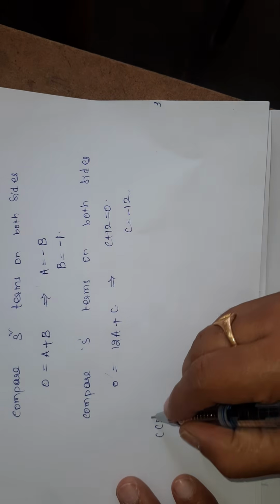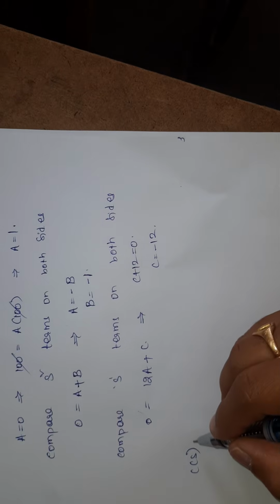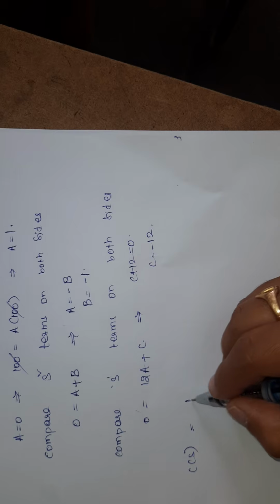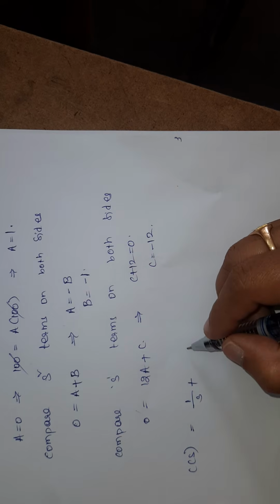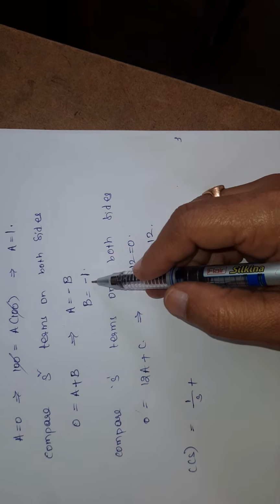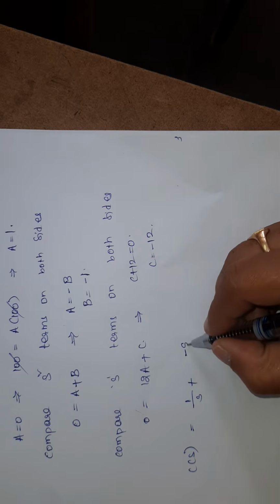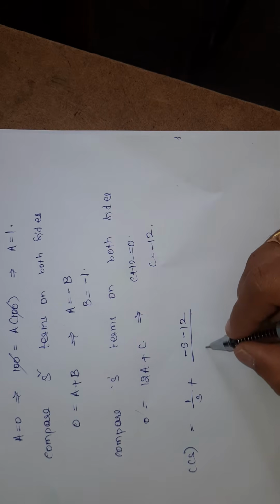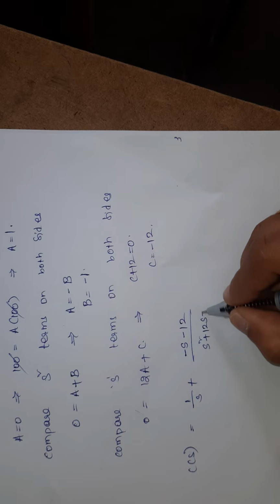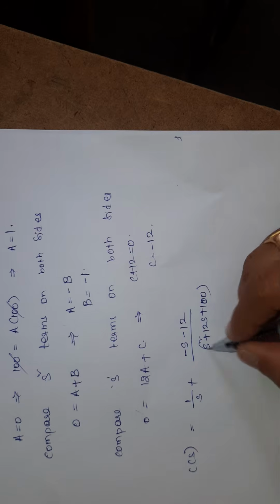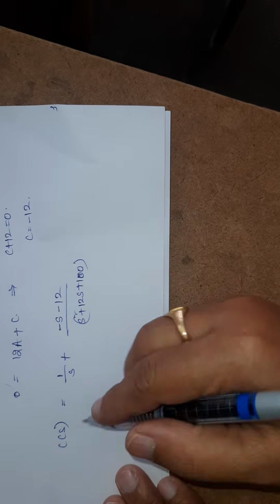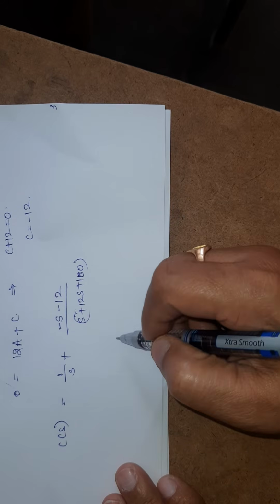Now what is C of s? C of s is equal to a by s plus bs plus c over s square plus 12s plus 100. The a value is 1 by s, the b value is minus 1 times s, and the c value is minus 12, divided by s square plus 12s plus 100. So this is C of s. Now we have to get c of t, so how to get c of t? We have to take the inverse Laplace transformation.